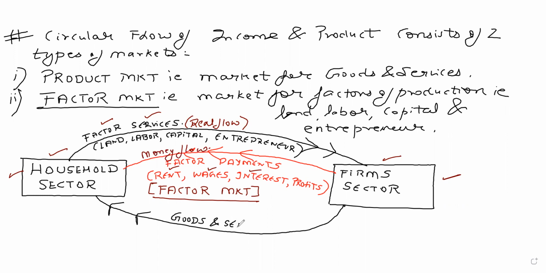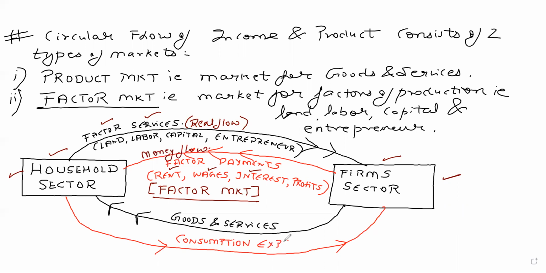Goods and services are produced by the firms and they are provided to the households. And what do households do? Households will pay for these goods and services. So I can draw an arrow from households to the firms going in this direction. Households do consumption expenditure. By consumption expenditure, what do we mean? It means the households are paying the firms for the goods and services. Whatever goods and services households have bought from the firms, households are paying the firms for them.